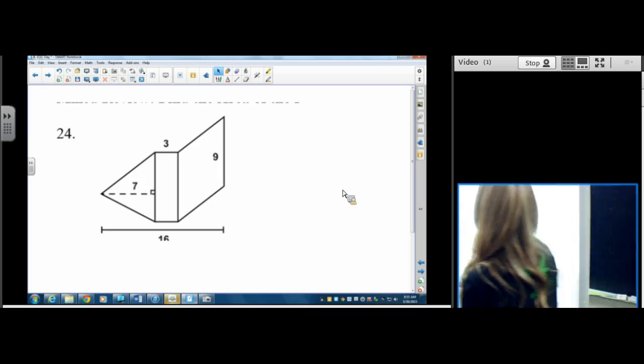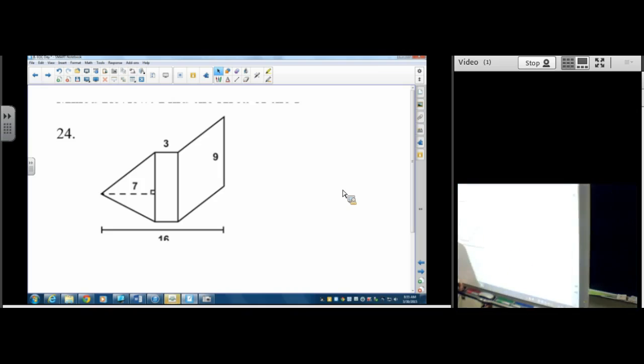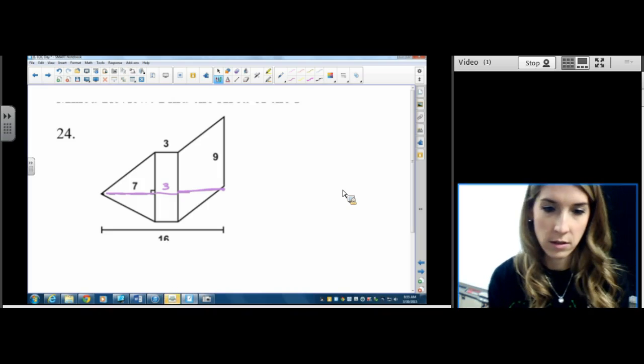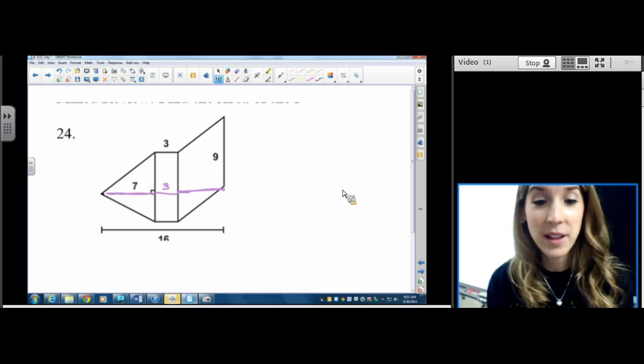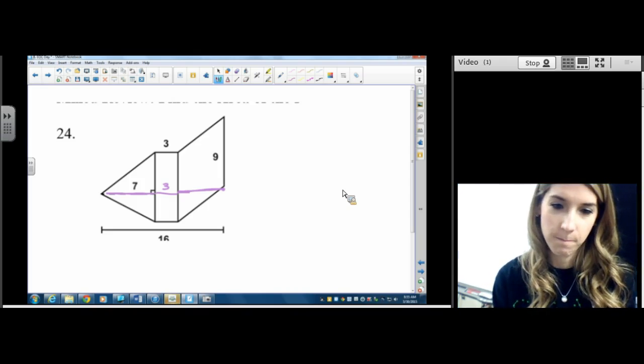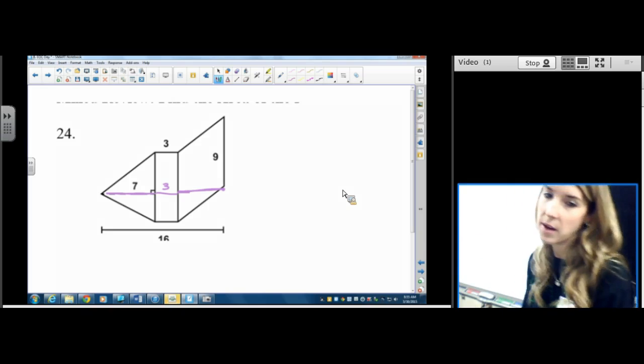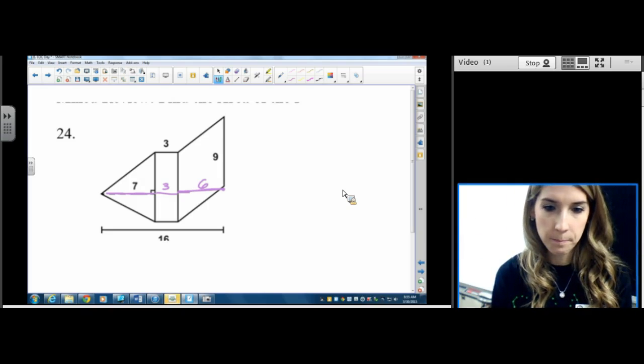That 16 almost got cut off, so be careful. This is 7. This is 3. So what will be the height? What's the height of the parallelogram? So we're going to do segment addition. 7 plus 3 plus something equals 16. So the height of that parallelogram is 6. I hope that's okay.